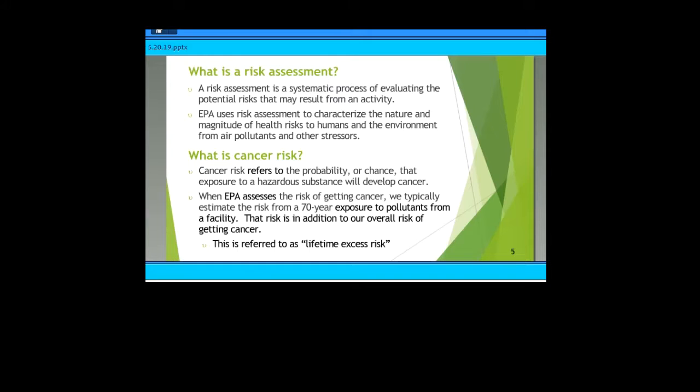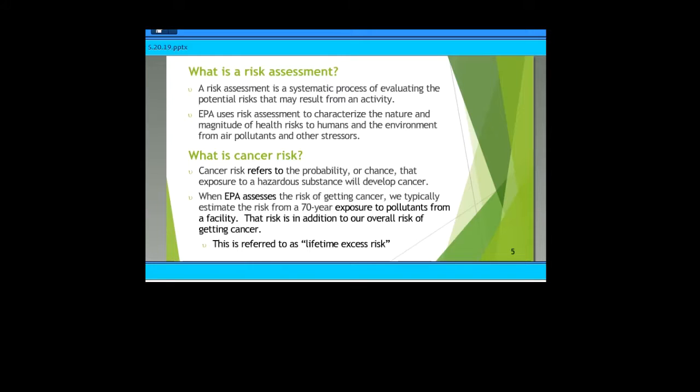So what's cancer risk? Well, cancer risk refers to the probability or the chance that exposure to an air toxic is going to cause cancer. Typically what we do at EPA is we estimate the risk from a 70-year exposure from a given facility, and what we then end up with is the risk which is on top of, or in addition to, our overall risk of getting cancer. And so the technical term we use for this is lifetime excess cancer risk.